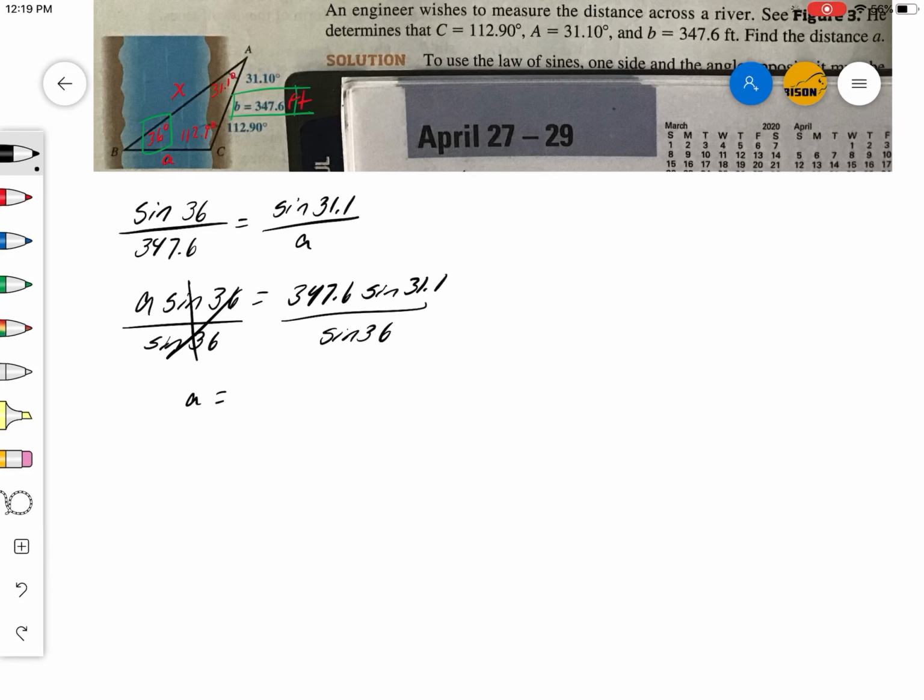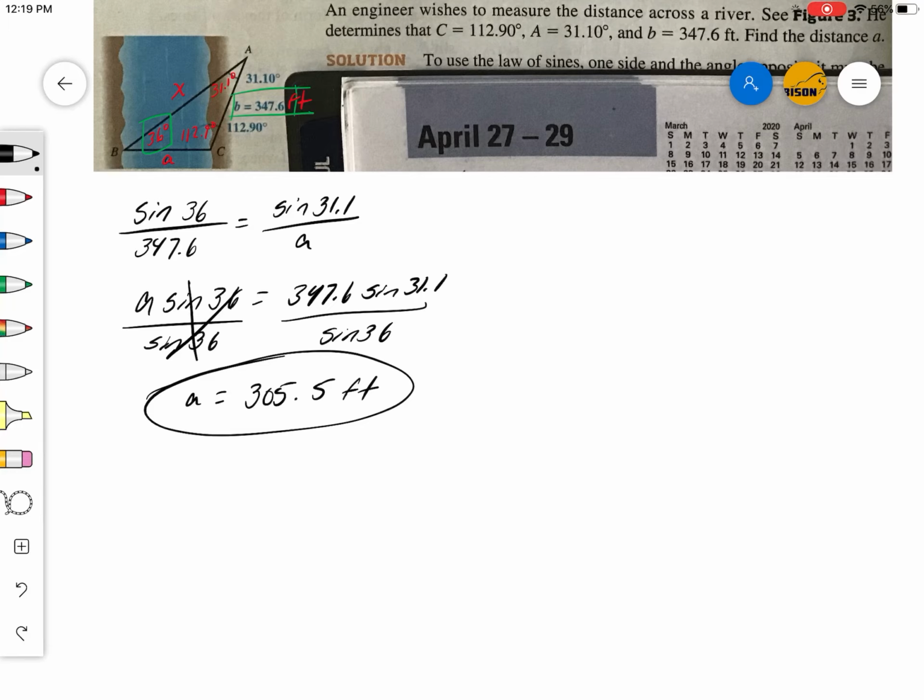And I'm just going to type the whole right side into my calculator. So 347.6 times the sine of 31.1, and then I will divide that by the sine of 36, which is 305.46. Let's look at the rounding in the original. It rounds to 1 decimal place, so 305.46, let's round that to 305.5. And this is a distance, so we will call it feet.